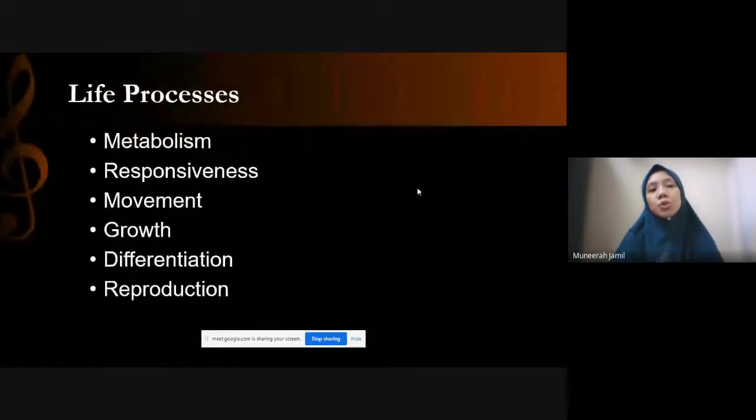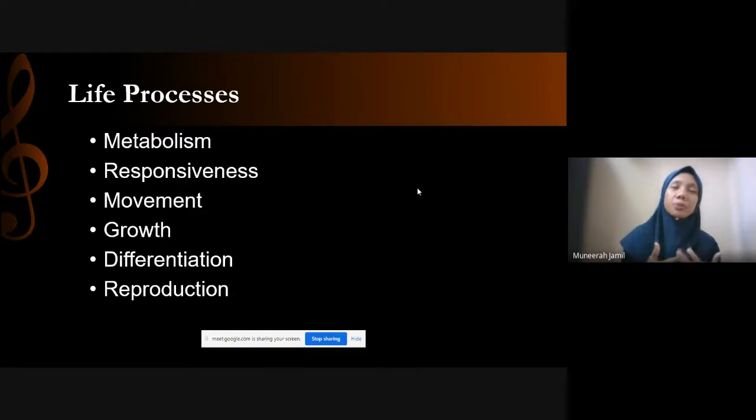And then when you talk about human, the life process itself, it is always related to these processes. We have what we call the metabolism process, responsiveness, movement, growth, differentiation, and also reproduction. Some of the processes are under our control, and some can be uncontrolled. It happens 24 hours without control.